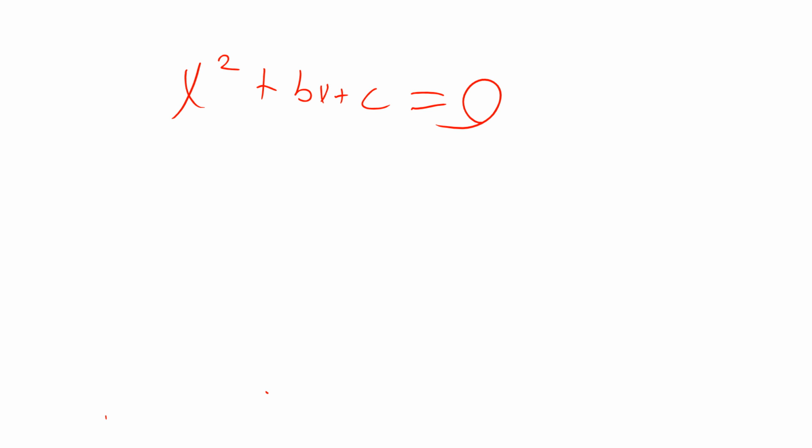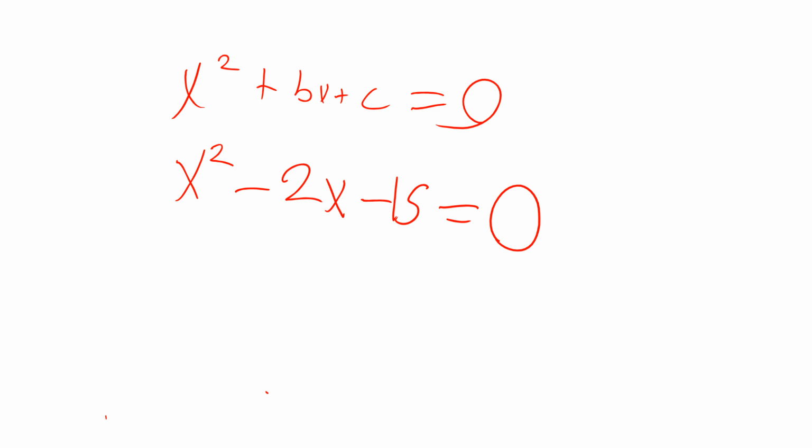An example would be, let's say we have x squared minus 2x minus 15 equals 0. First thing we notice, we have our quadratic term. The quadratic term has a coefficient of 1, as we have seen. Coefficient is 1, linear term normal, constant term normal.